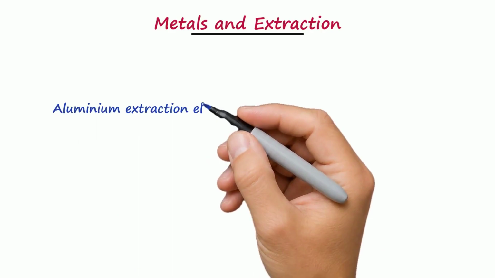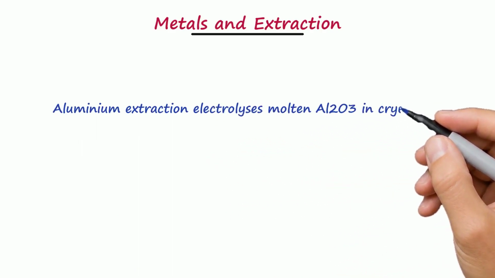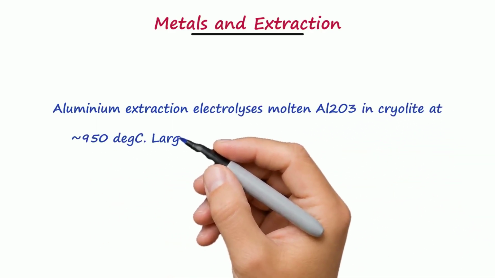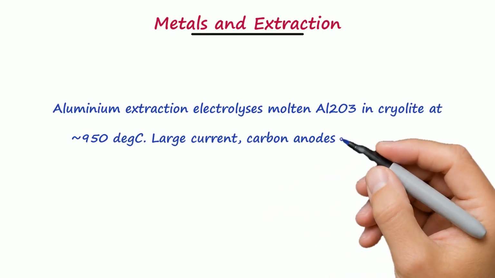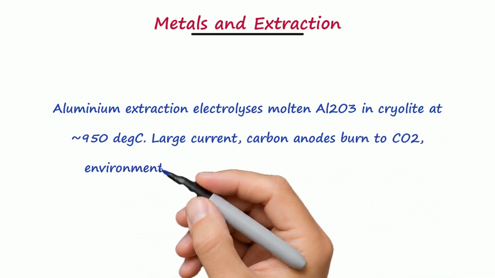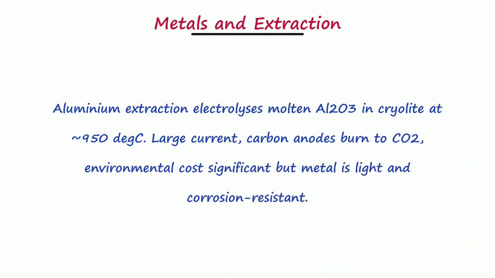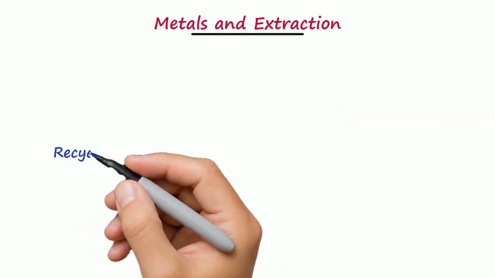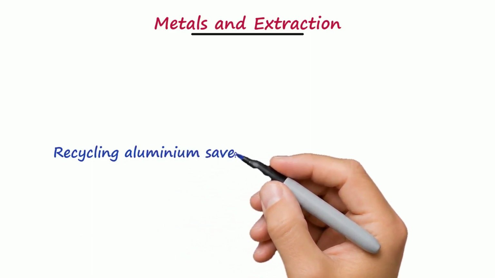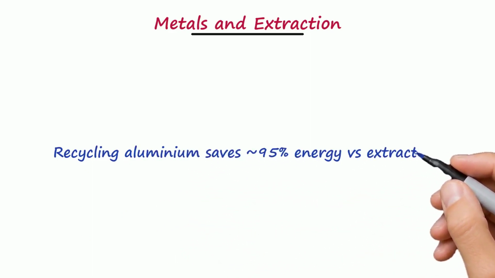Aluminium extraction electrolyses molten Al2O3 in cryolite at about 950 degC. Large current, carbon anodes burn to CO2, environmental cost significant, but the metal is light and corrosion resistant. Recycling aluminium saves about 95% of the energy versus extraction.